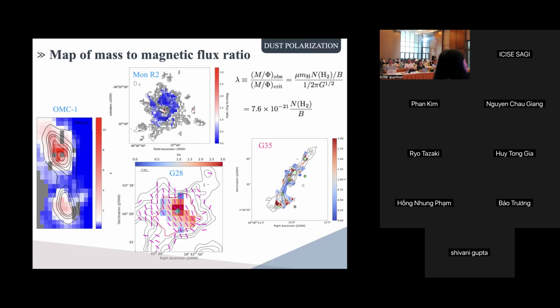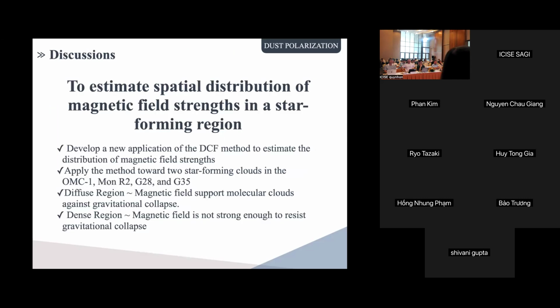And so we show this in red color. We can see that in the dense regions, gravity is more dominant. The magnetic field cannot support these clumps, and they are collapsing or active star-forming regions. But the large molecular clouds are supported by the magnetic field. So that's the overall result of my work.